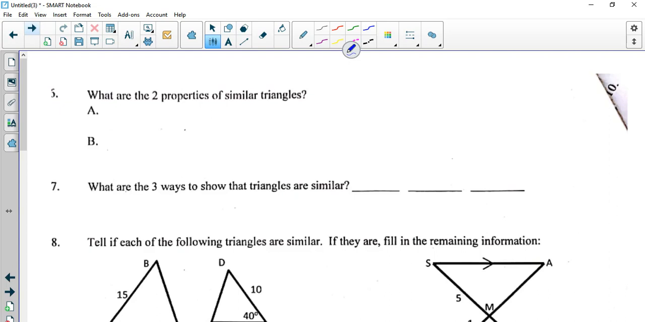Okay, the 2 properties of similar triangles. First off, the angles are the same. So we have congruent angles. And the sides are proportional. These are the 2 requirements.